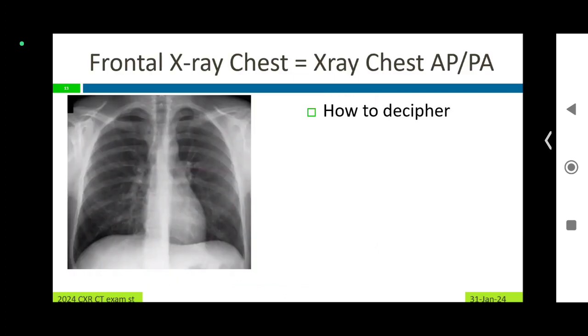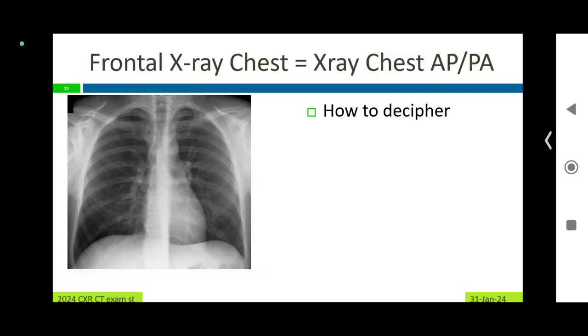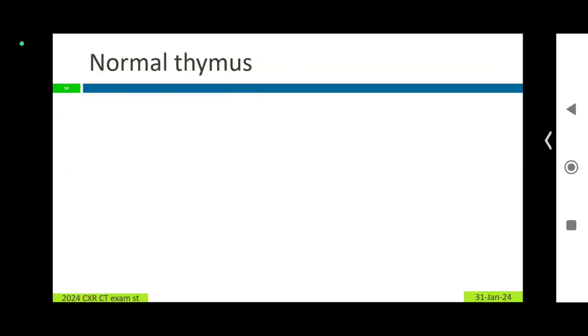Now, how to decipher an X-ray? Many a times, the books also try to confuse you. Even in CMEs or conferences, they will say, in frontal X-ray, this looks like this. You will be wondering what is frontal X-ray. It is nothing but your chest X-ray. Whether it's a PA film or AP film, an X-ray chest PA or AP is otherwise called a frontal X-ray. We'll see how to decipher.